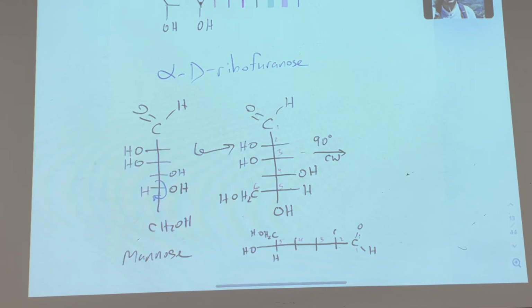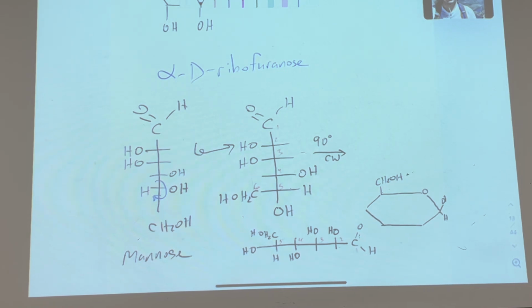So C2 is up, C3 is up, C4 is down, and then C5, well, that's just the last one that has its OH group on the end. Then when I go to draw my Haworth projection, I'm just going to draw the skeleton of the Haworth. This gives you the orientation of your hydroxyl groups. So C1, you can draw any way you want, unless you're told specifically otherwise.